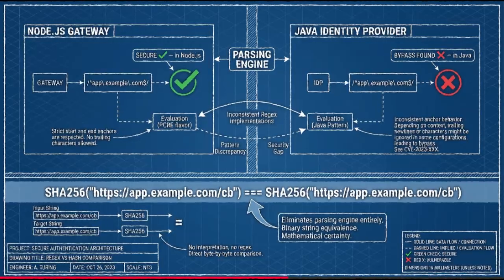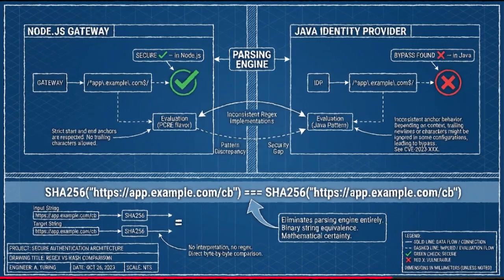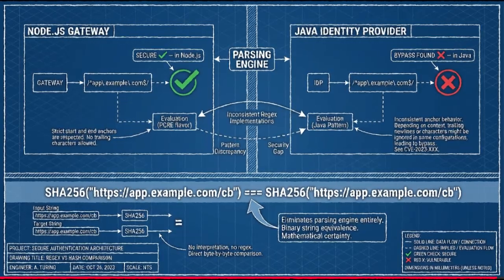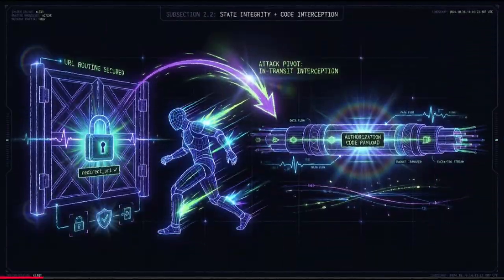Right. Bit-for-bit, exact string matching eliminates the parsing engine entirely. It relies on a simple cryptographic hash comparison or binary string equivalence. The operational overhead of registering hundreds of exact URIs is the necessary price for mathematical certainty. That is a harsh reality for DevOps teams. Let's move to subsection 2.2, state integrity and code interception.